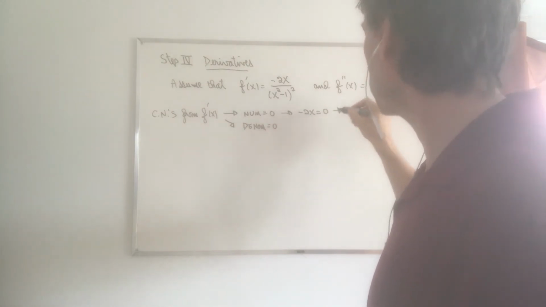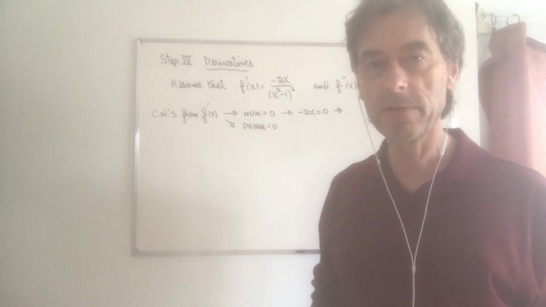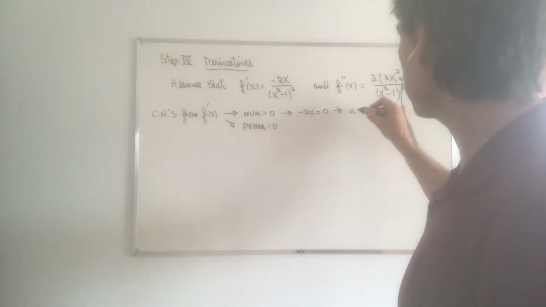Very easy equation to solve. Divide both sides by -2, and you have your first critical number.